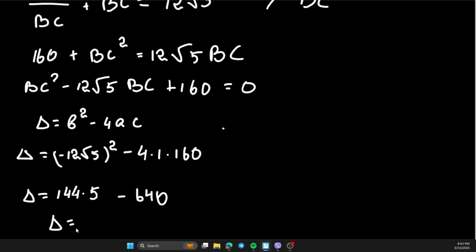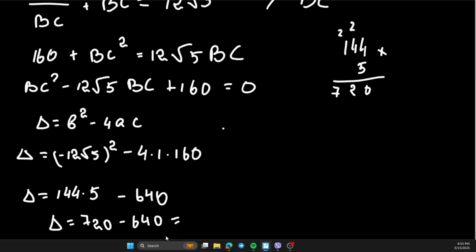Now 144 times 5? Can I use the calculator? No, use the multiplication in column. Okay, 5 times 4 is 20, put 0, carry 2. 5 times 4 is 20 again, with the 2 carried is 22, put 2, carry 2 again. 5 times 1 is 5, with the 2 carried is 7. So 720. So 720 minus 640, which is?